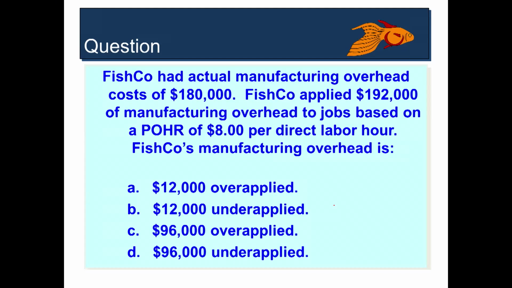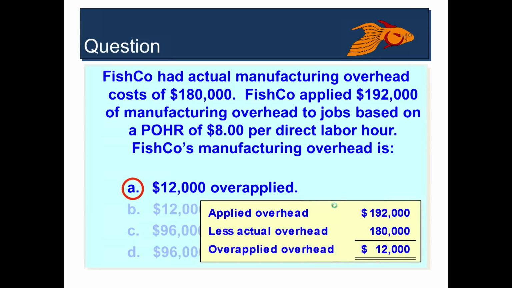We have another slide here we can take a look at. Fishco had actual manufacturing overhead costs of $180,000. They applied $192,000 based on that predetermined overhead rate. What's their manufacturing overhead? It is what? A. It's $12,000 overapplied because the amount that we applied is greater than the actual. Okay? Cool?